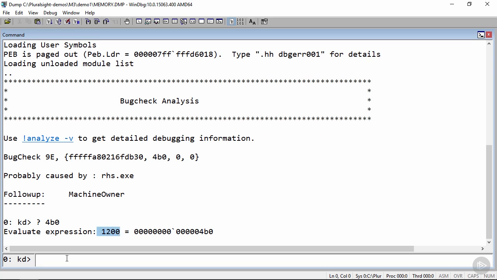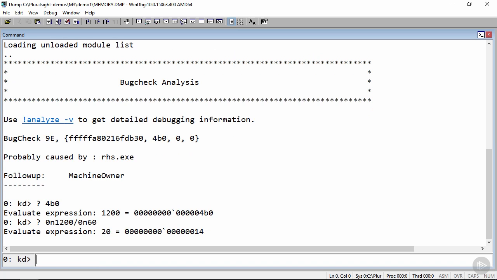So we can do a little math on that by doing essentially 0n1200, where 0n means decimal, divided by 60 seconds, which tells us that 20 minutes is the timeout value that we have exceeded. So we know that this is one of those scenarios where the RHS process hasn't responded or terminated within 20 minutes, and we need to investigate why.